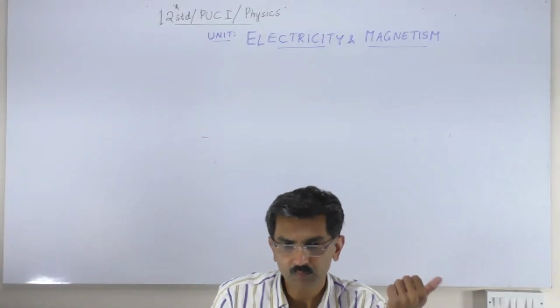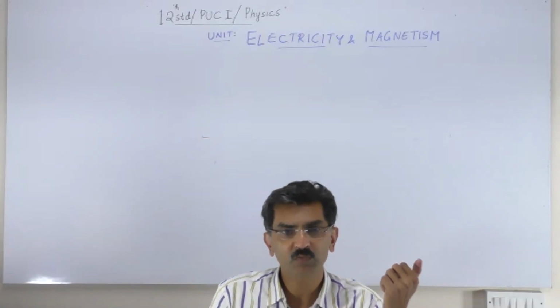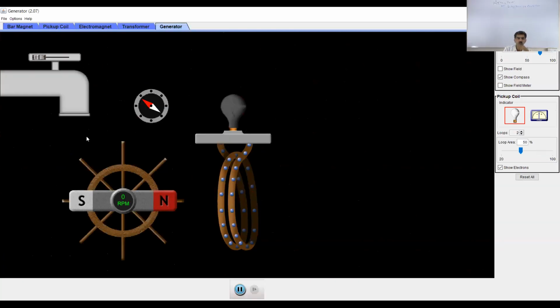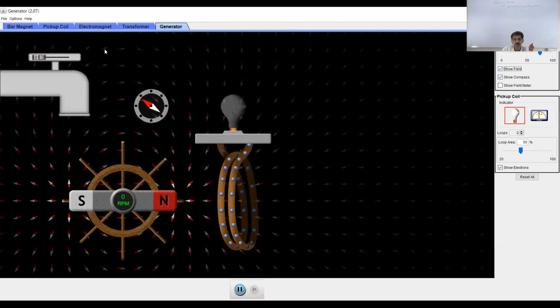Another simple illustration of this could be in this simulation. We have a magnet, we have a copper coil, it's connected to a light bulb which is not glowing. Now, this is the magnetic field created by the magnet. But that magnetic field is not changing with respect to time, so the bulb is not glowing.